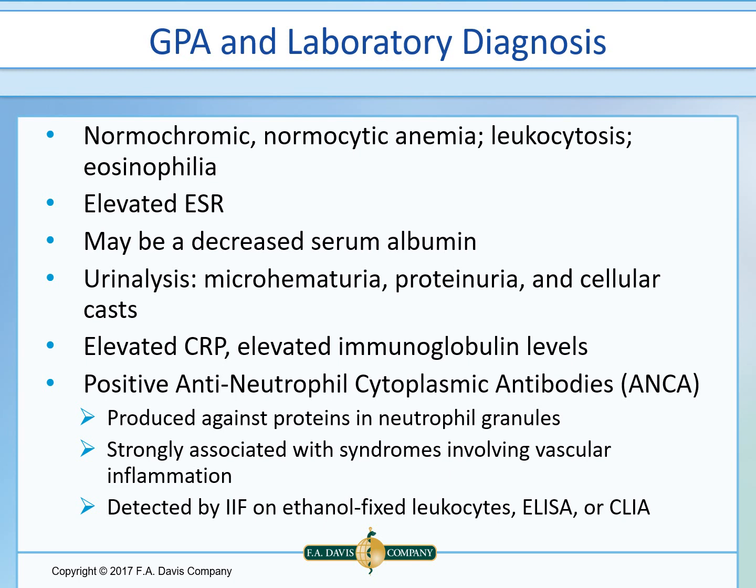Anti-neutrophil cytoplasmic antibodies, also known as ANCA, is another type of test used for autoimmune diseases and is particularly strongly associated with syndromes involving vascular inflammation, such as Wegener's granulomatosis. So with these patients, you'll see positive ANCA, in which these antibodies are produced against proteins in the neutrophil granules. So these can be detected by immunofluorescence on ethanol-fixed leukocytes, ELISA, or chemiluminescent immunoassays.